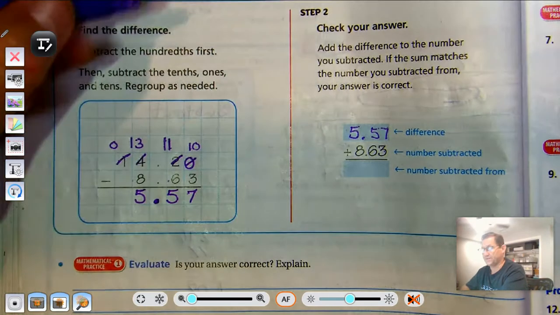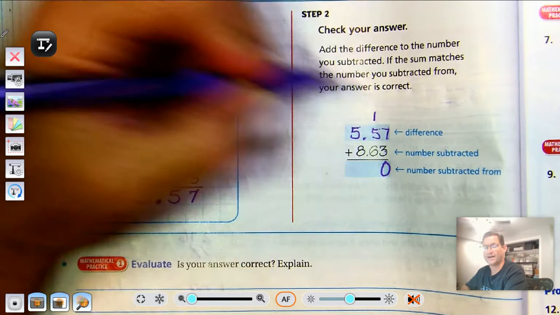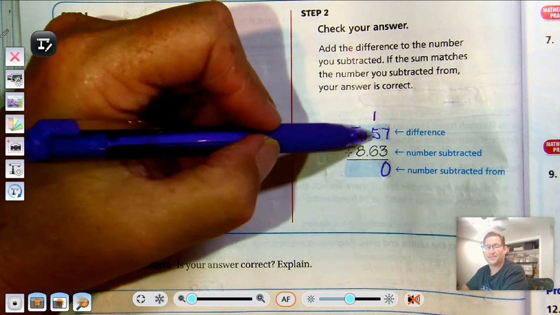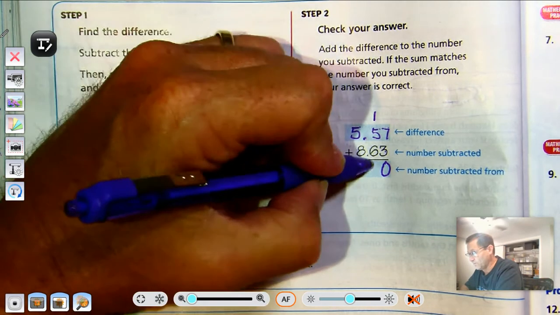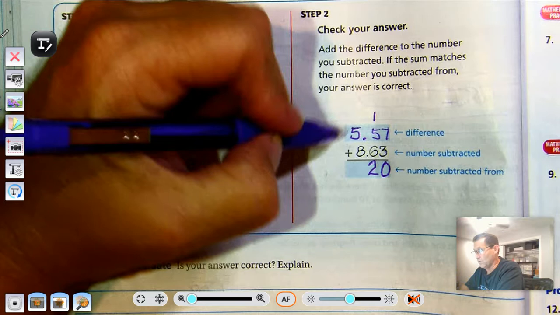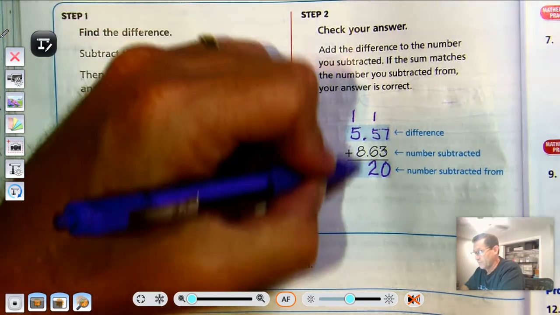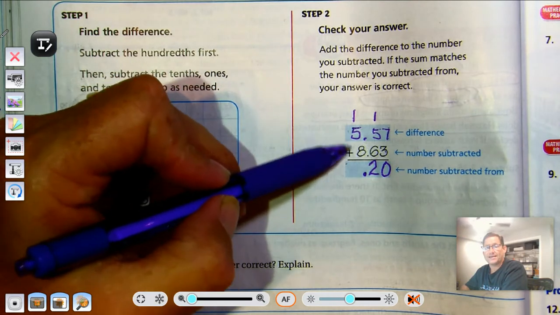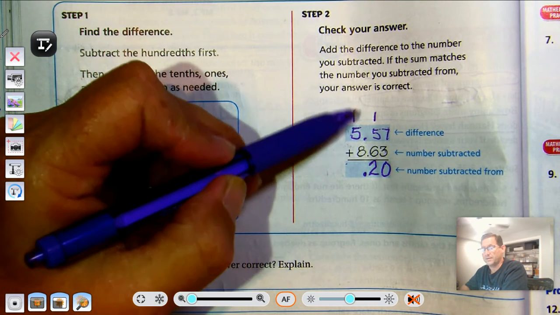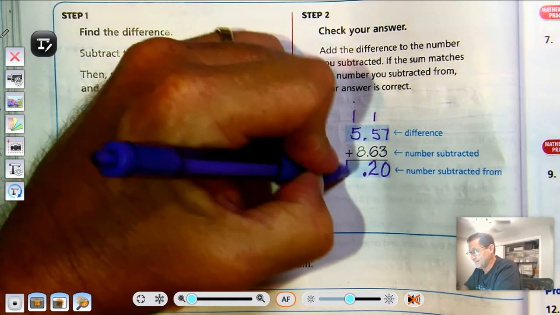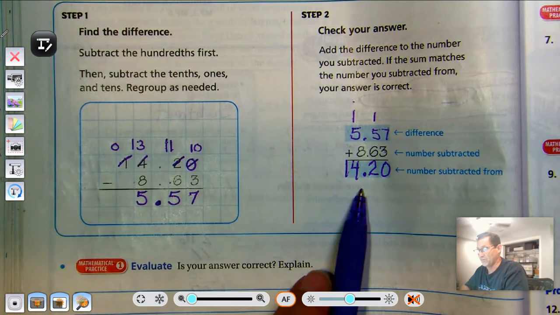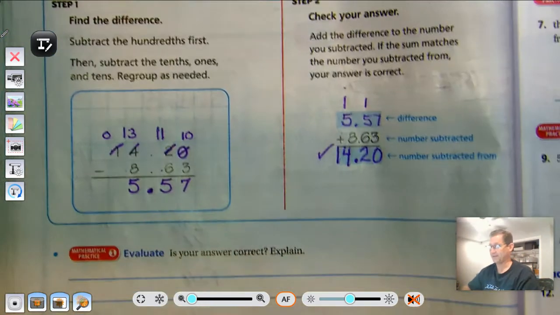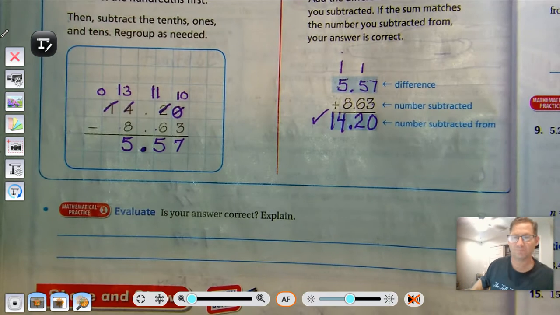And 7 and 3 hundredths is 10 hundredths. Regroup that as 1/10 and 0 hundredths. 6 and 5/10 is 11/10, plus one more tenth is 12/10. We're going to regroup that as 1 and 2/10. Bring down the decimal point. Now we're going to the ones. 8 and 5 is 13, plus the regrouped 1 is 14. 14 and 20 hundredths matches what we started with. So that does check. Is your answer correct? Yeah.